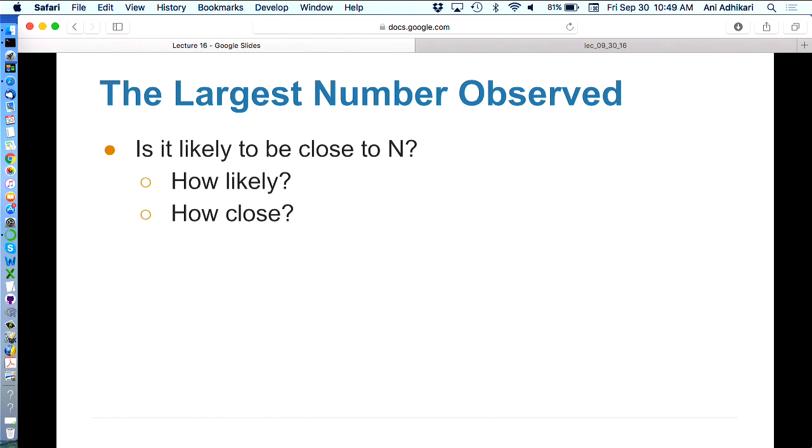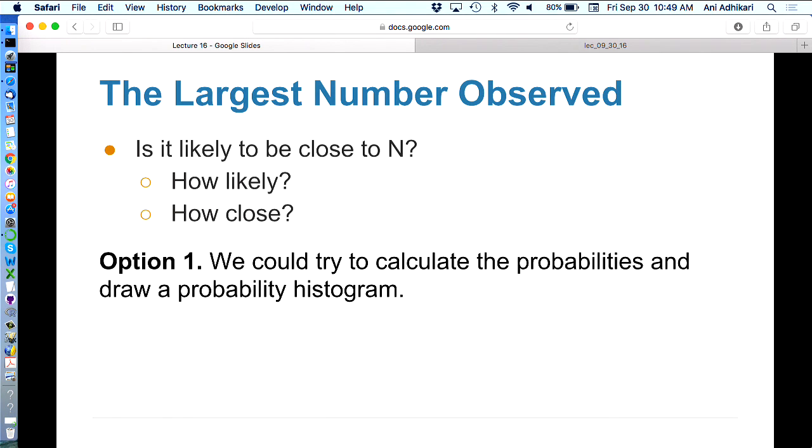And in order to do this, you will need to know the variability in your estimate. The largest one of a bunch of numbers, what are its possible values? What is it likely to be? To figure that out, you have one of two choices. You can try to calculate the probability and draw a probability histogram.